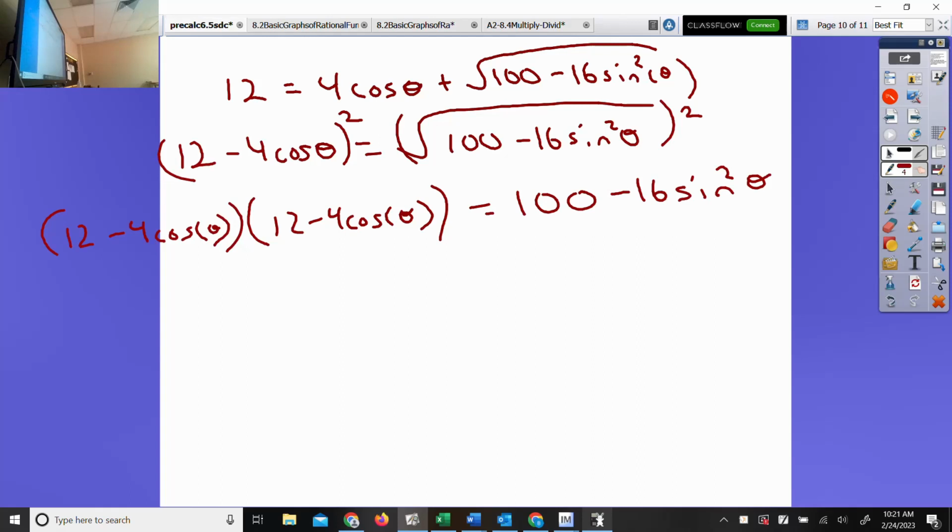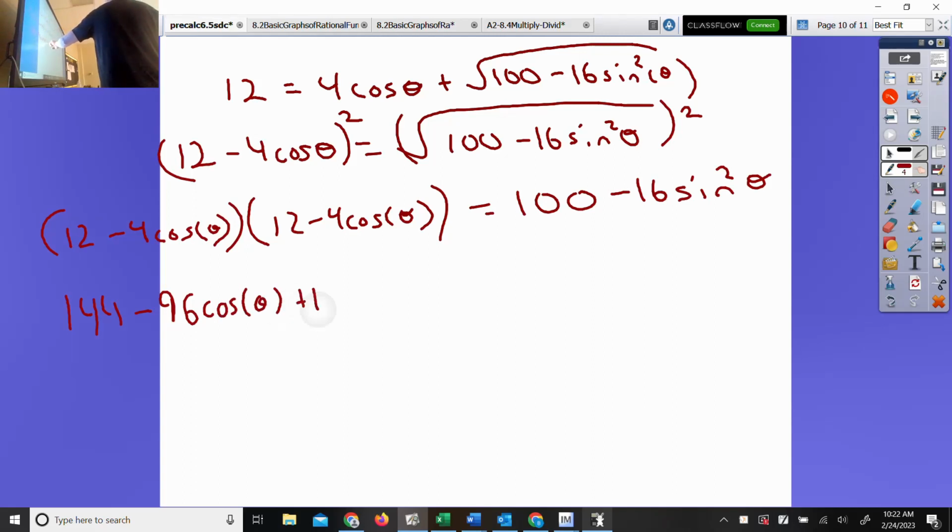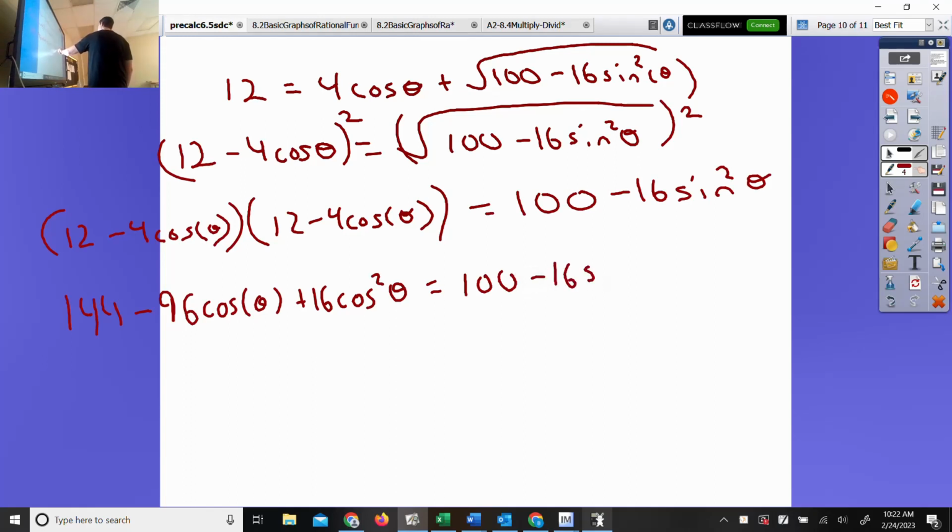What do you get? I agree with that. 4 times 12 is 48. 2 of them, that'd be 96. 144 minus 96 cosine theta. Negative 4 times negative 4 is positive 16 cosine squared theta. And it's still got a whole lot going on, doesn't it?